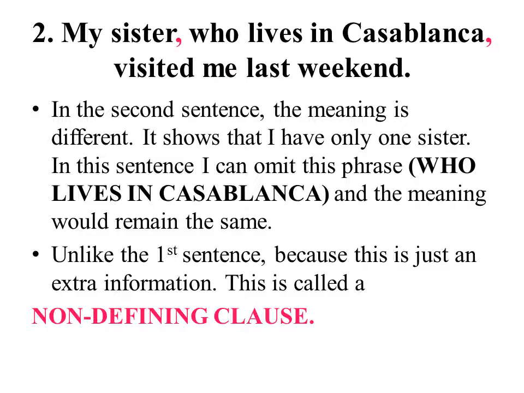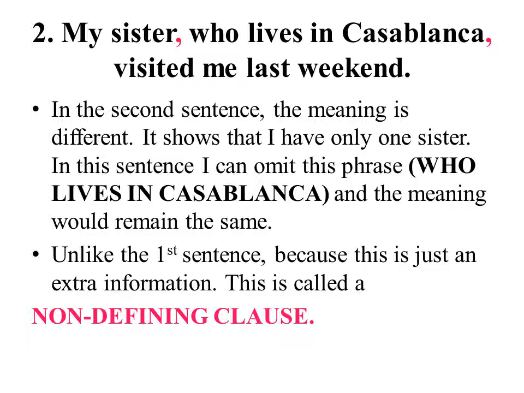Now, for the non-defining clause, it's different. Let's have a look. My sister, comma, who lives in Casablanca, comma, visited me last weekend. In the second sentence, the meaning is different. It shows that I have only one single sister, one sister. In this sentence, I can omit this phrase, who lives in Casablanca. I can only say my sister visited me last weekend.